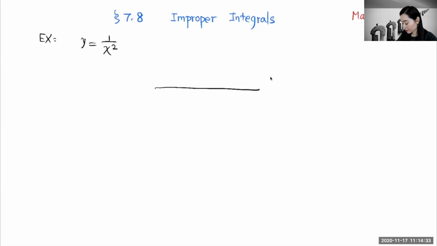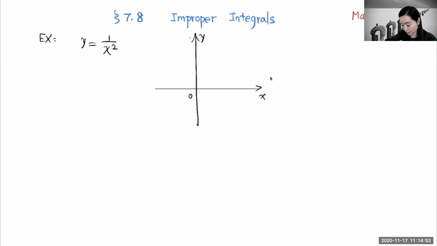We're going to talk about improper integral. Now, let's take a look at this. What is the graph for 1 over x squared? Anybody remember? How does it look like? This is actually in one of the dance moves that I gave you guys. Okay. So 1 over x squared looks like this.